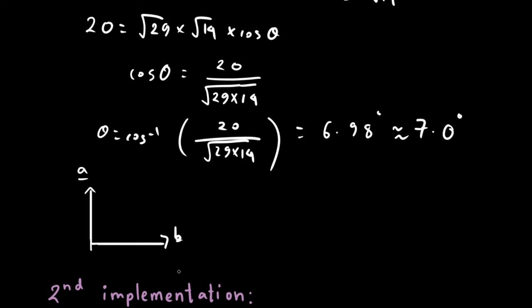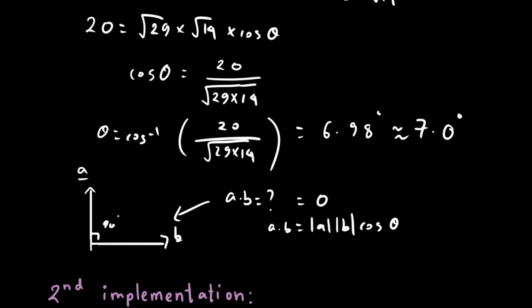Now, what if there are two such vectors such that the angle between them is 90 degrees? Then A dot B will always equal to 0. This is because in the geometrical interpretation, we have the cosine theta, right? And cos 90 is always equal to 0. So regardless of the magnitude of each of the A and B vectors, the dot product will always equal 0.